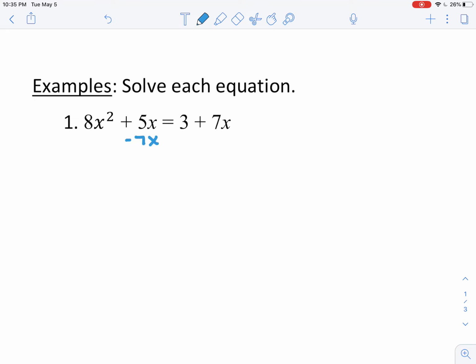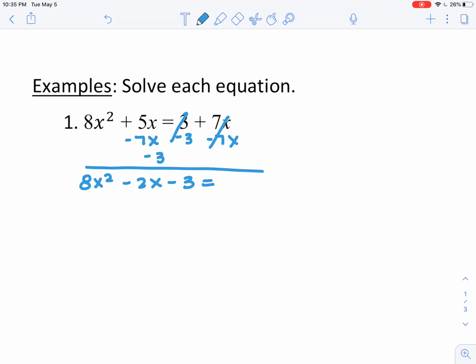So you should start by subtracting 7x from both sides and subtracting 3 from both sides to move everything over to the left. When we do that, we get 8x squared minus 2x minus 3 equals, there's nothing left on the right side of the equation, so now it's equal to 0. Once we have our quadratic in standard form or descending order, we can do our factoring.